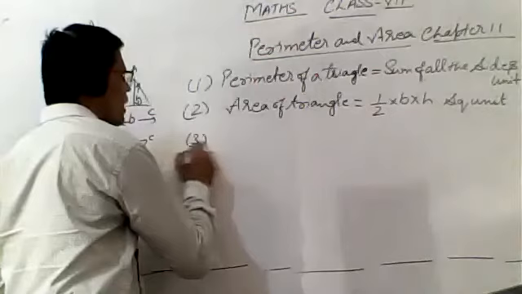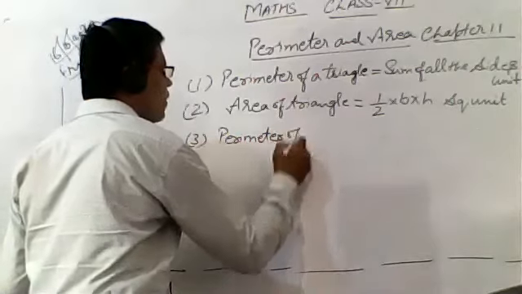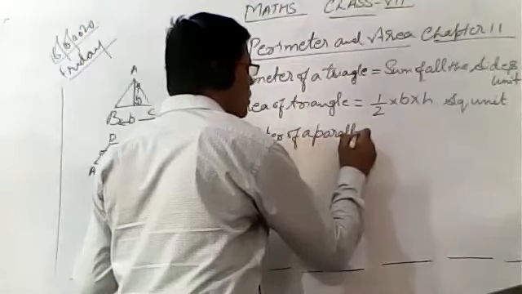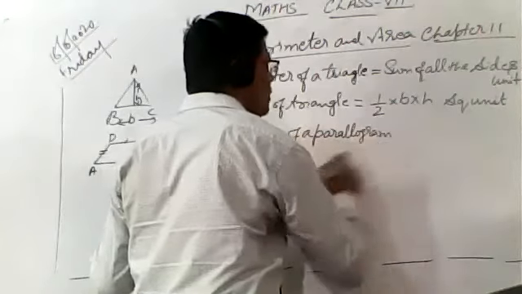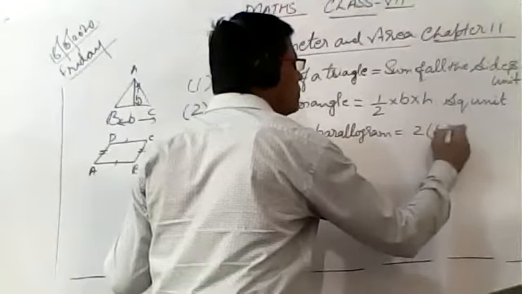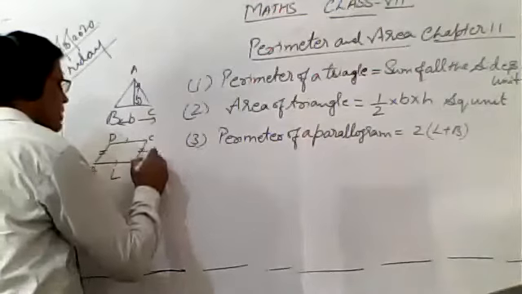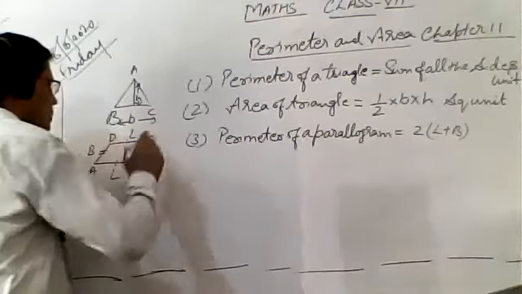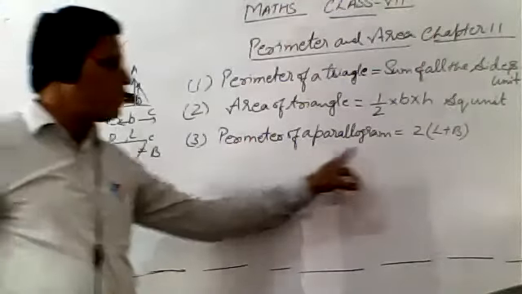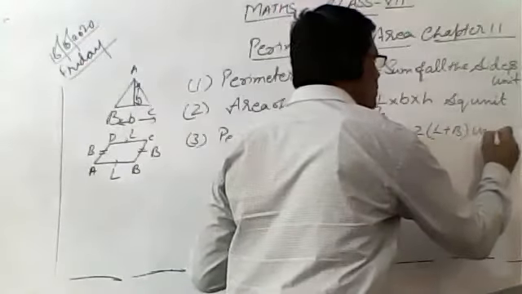So my third formula, perimeter of a parallelogram is equal to 2 into length plus breadth. 2 into length plus breadth. This is my length and this is my breadth. Because the opposite sides are parallel and equal, therefore we write the perimeter of parallelogram 2 into length plus breadth, and unit always comes as a unit.